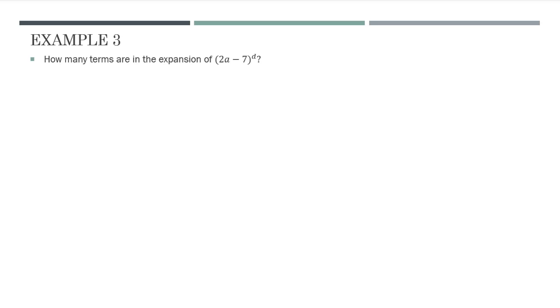Example 3. How many terms are in the expansion of (2a minus 7) to the power of d? This question looks like it's going to be long. It's not. The amount of terms is always just one more than the exponent. So here, we got d plus 1. That's it. Question's done.